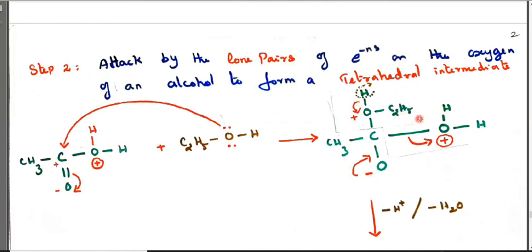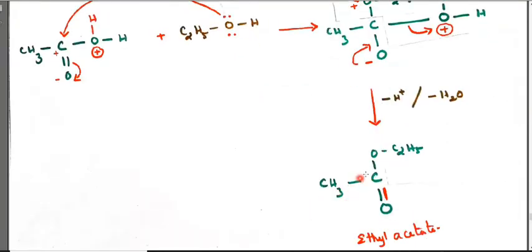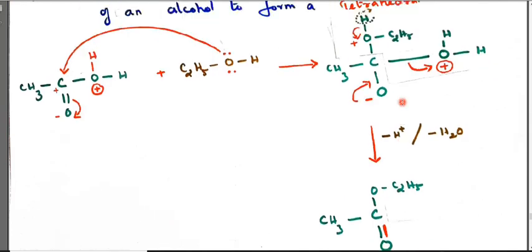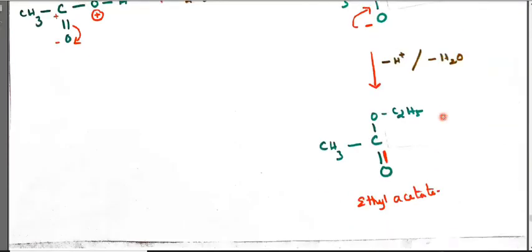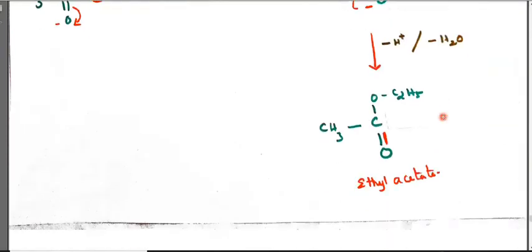Then, like the shower of electrons, it is neutralized and this bond goes inside, so it becomes a double bond. So CH3COOC2H5, with double bond O, ethyl acetate, after elimination of H plus and H2O. This H plus is eliminated, leaving the bond and going. While the H2O goes, it takes the bonded electrons with it. This is called ethyl acetate, generally esterification.